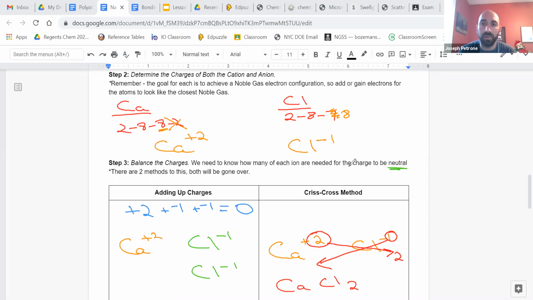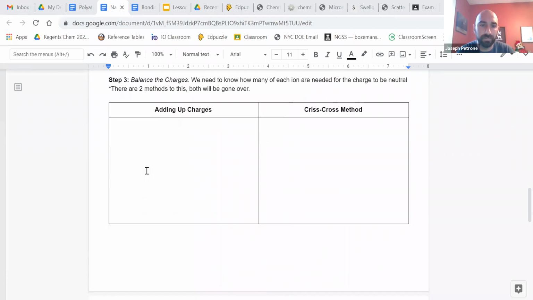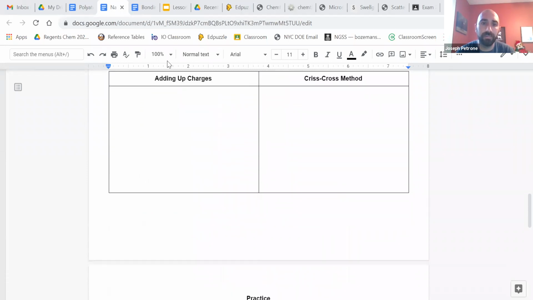And then our formula for calcium chloride, sorry, I'm just going to have to clear this and scroll down, is going to be CaCl2. Now we got this from both adding up the charges as well as using the crisscross method. So once again, whichever you like to use, totally up to you.